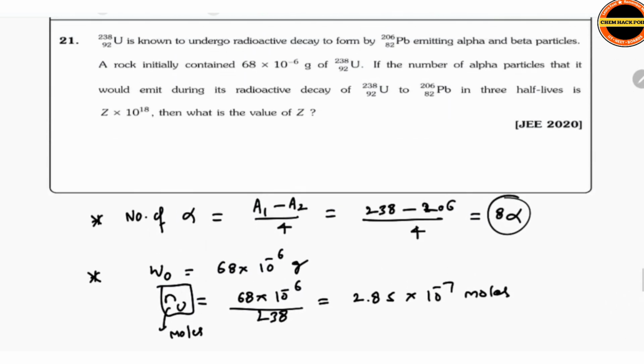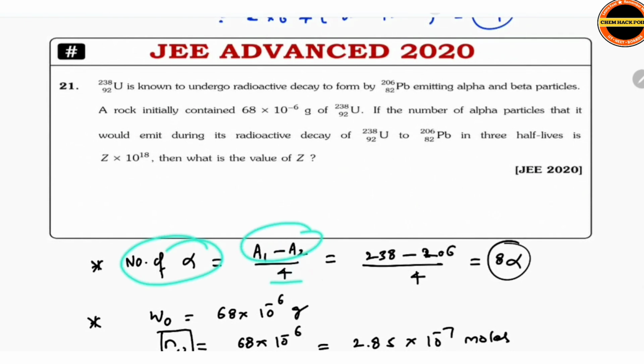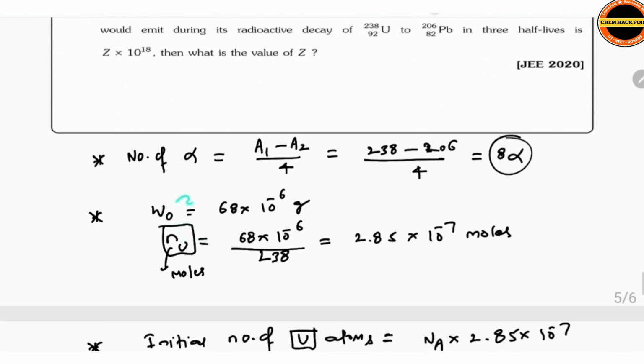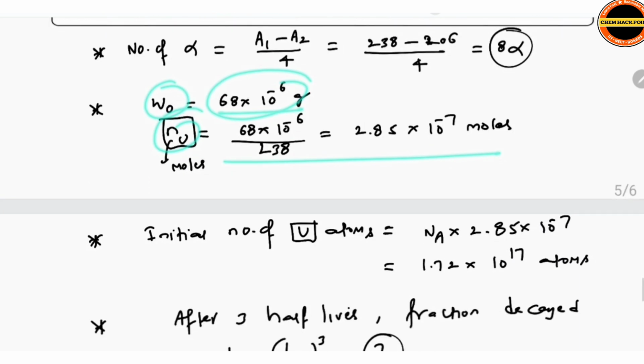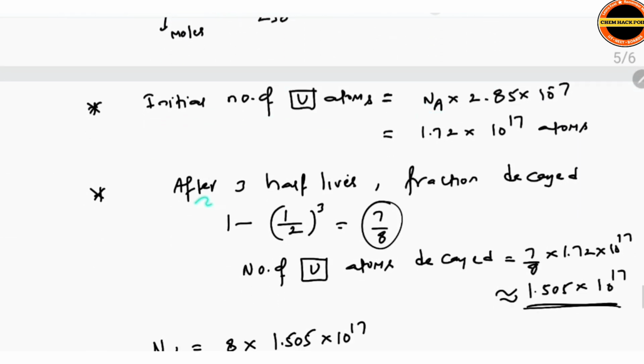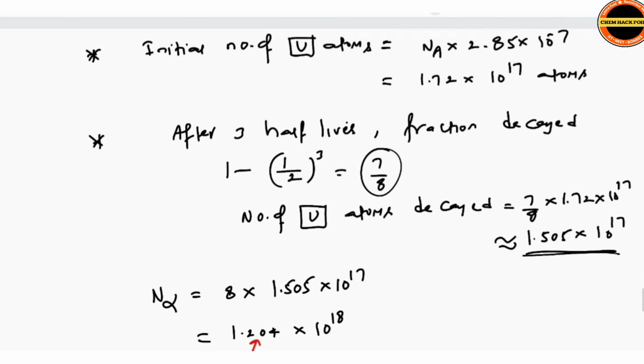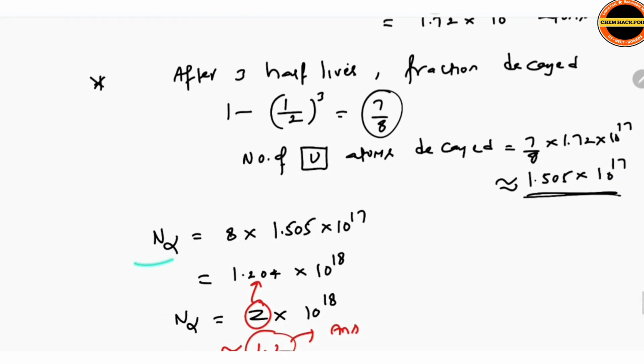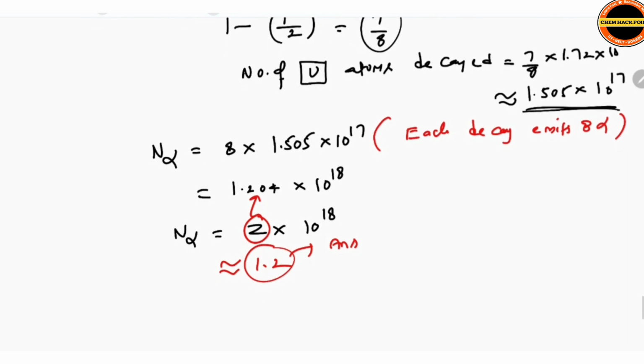See how we solved the question once again. First we calculated the number of alpha by using A1 minus A2 by 4, and we got 8 alpha. The initial weight was given, so we calculated the number of moles of uranium, and then the number of atoms by multiplying Avogadro's number. After 3 half-lives, the fraction decayed is 7 by 8. So the number of uranium atoms decayed is 7 by 8 into 1.72 into 10 power 17, which is 1.505 into 10 power 17. Number of alpha is 8 into this, because each decay emits 8 alpha particles. So the Z value is approximately 1.2.